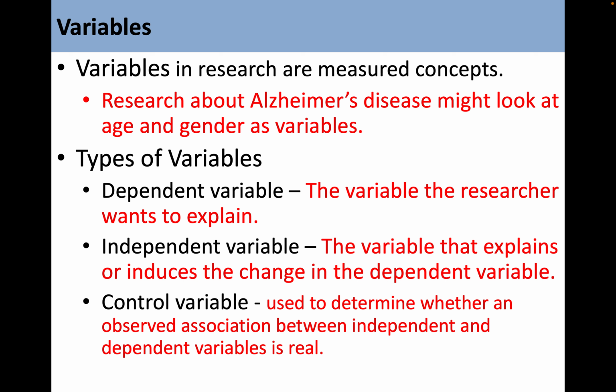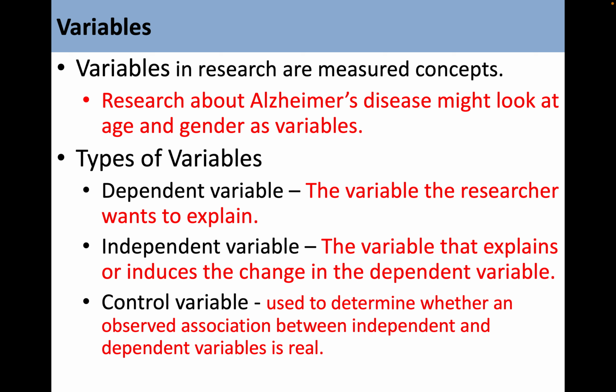Variables in research are measured concepts. Research about Alzheimer's disease might look at age and gender as variables. Types of variables: there are three types of variables. The dependent variable, the variable that the researcher wants to explain. The independent variable, the variable that explains or induces the changes in the dependent variable. And the control variable, used to determine whether an observed association between independent and dependent variables is real.